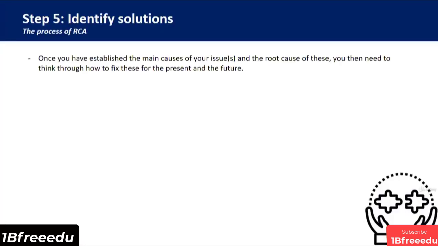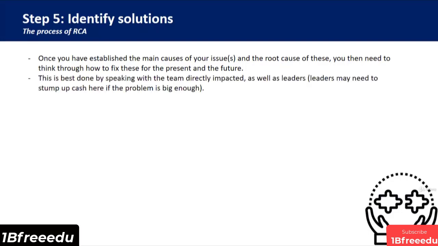So once you've established the main causes of your issues and the root cause of these, you can then think through how you're going to fix these for the present and for the future, and focus on that point, right? It's the present. So how can we fix for this today? But also, how can we fix for these things for the longer term? You need to make sure that you're identifying solutions that fix this problem for the long term.